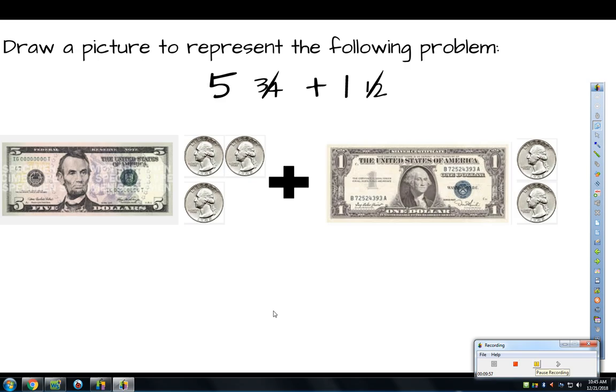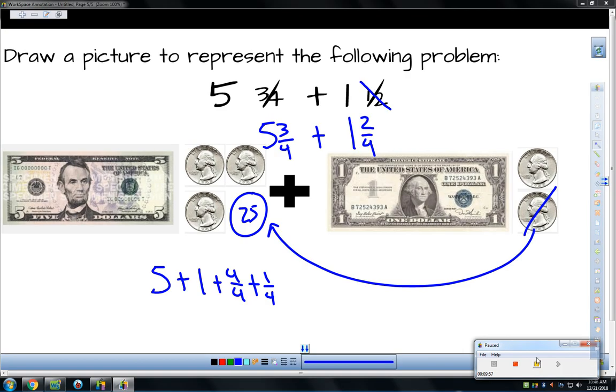notes. Sometimes drawing a picture is helpful. I immediately knew that 1/2 of a dollar here is 2/4, and so I made that switch there. Then I noticed that if I take one of my quarters here and I just move it over here, I've now created 4/4, right? So I have $5 plus $1 plus 4/4 plus 1/4 for a total of 7 1/4 dollars.